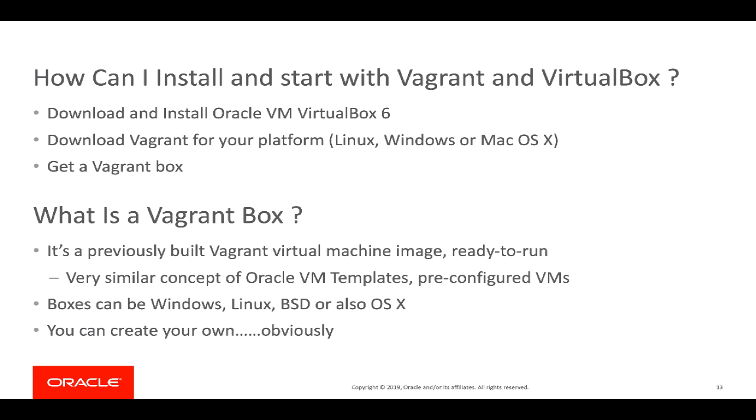And then the following step is to get a Vagrant box just to start. And obviously, next question, what is a Vagrant box? A Vagrant box is a previously built Vagrant virtual machine image ready to run. It has a very similar concept to the Oracle VM templates: pre-configured VMs with any kind of software running or ready to run on top of them. Those boxes could be Windows, Linux, BSD, or also OS X if you want. And the cool point here is that you can also create your own with your own automation, obviously.